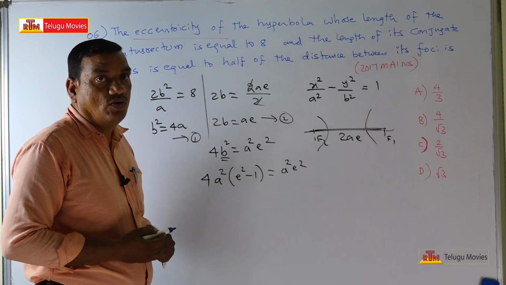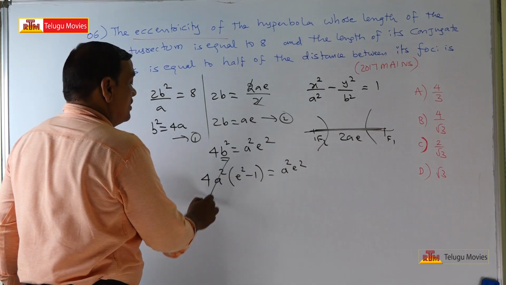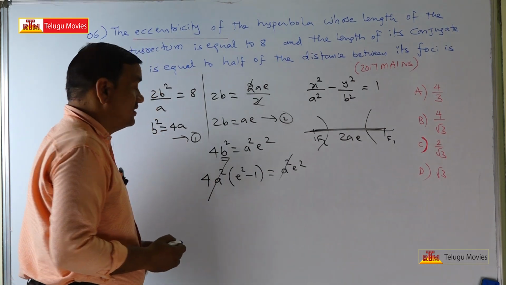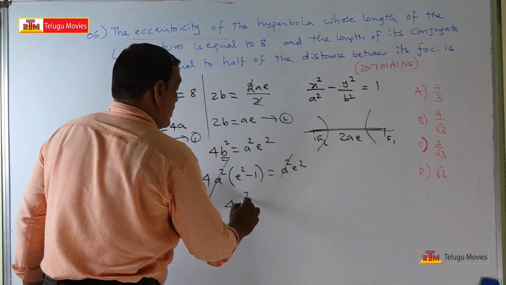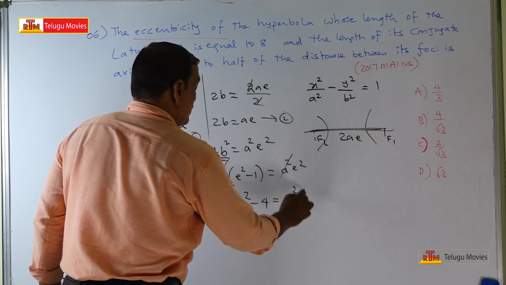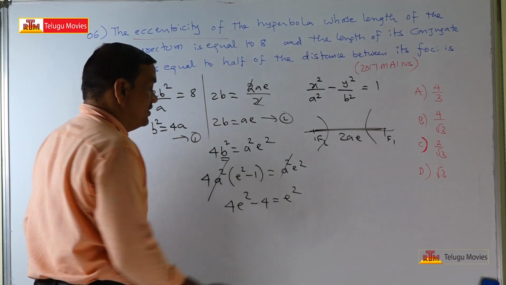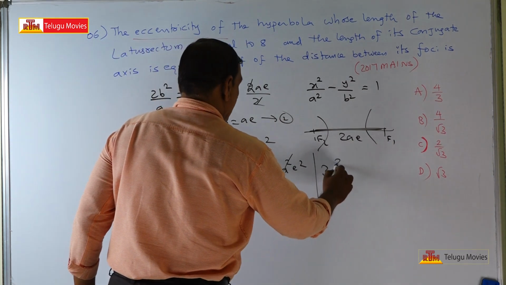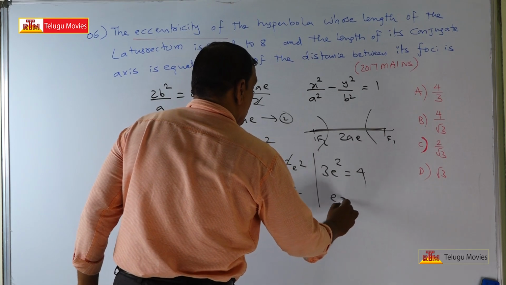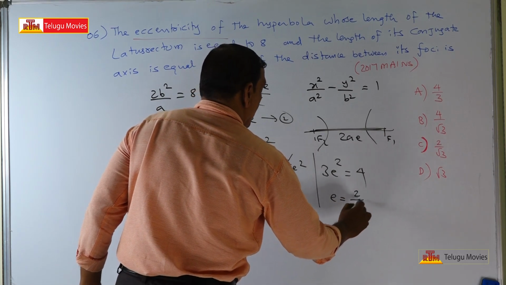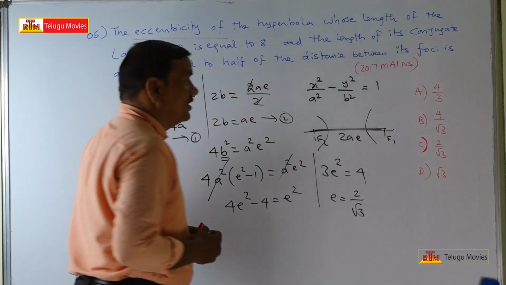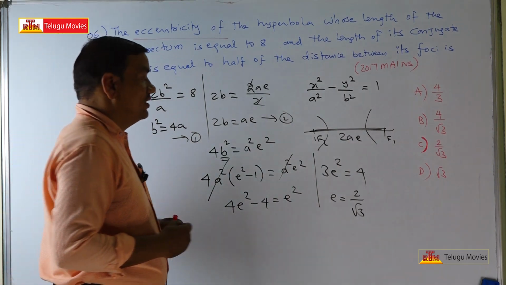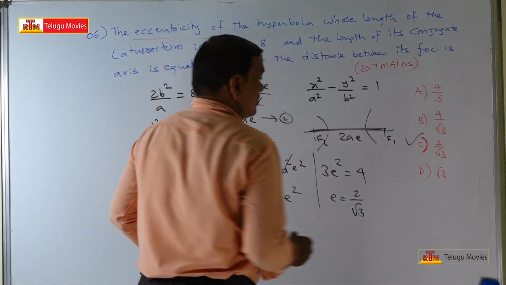We know that formula. Okay now, right? So here a square cancels. So this is 4e square minus 4 is equal to e square. So take e square to this side, this is 3e square is equal to 4, e is equal to 2 by root 3. e is equal to 2 by root 3, that is option C is the right answer.